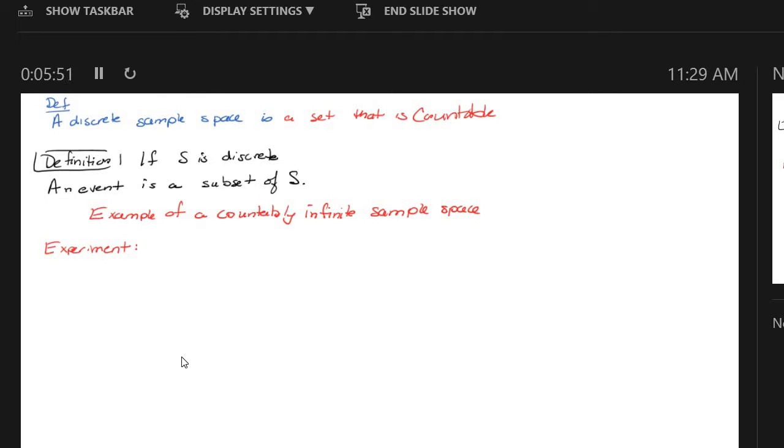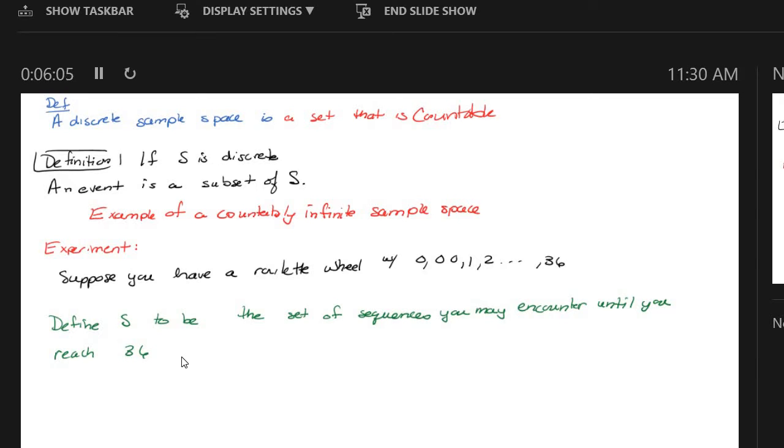Okay, a countably infinite sample space. Suppose you have a roulette wheel where you're spinning it and it has 0, 00, 1, 2, all the way up to 36. Those are the numbers on it. So let S be the sample space of the set of sequences you may encounter until you reach the number 36.